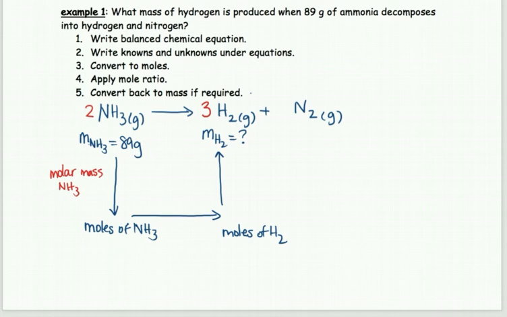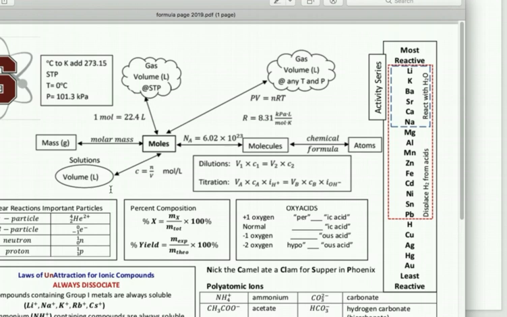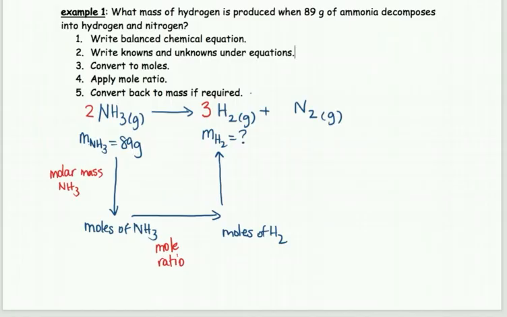Then we're going to use the mole ratio, and I'll explain how to do that. We're going to use a mole ratio to go from moles of ammonia to moles of hydrogen. And then when we're trying to go back to the mass island, from moles to mass, again we need to use molar mass. So we're going to use the molar mass of hydrogen this time.